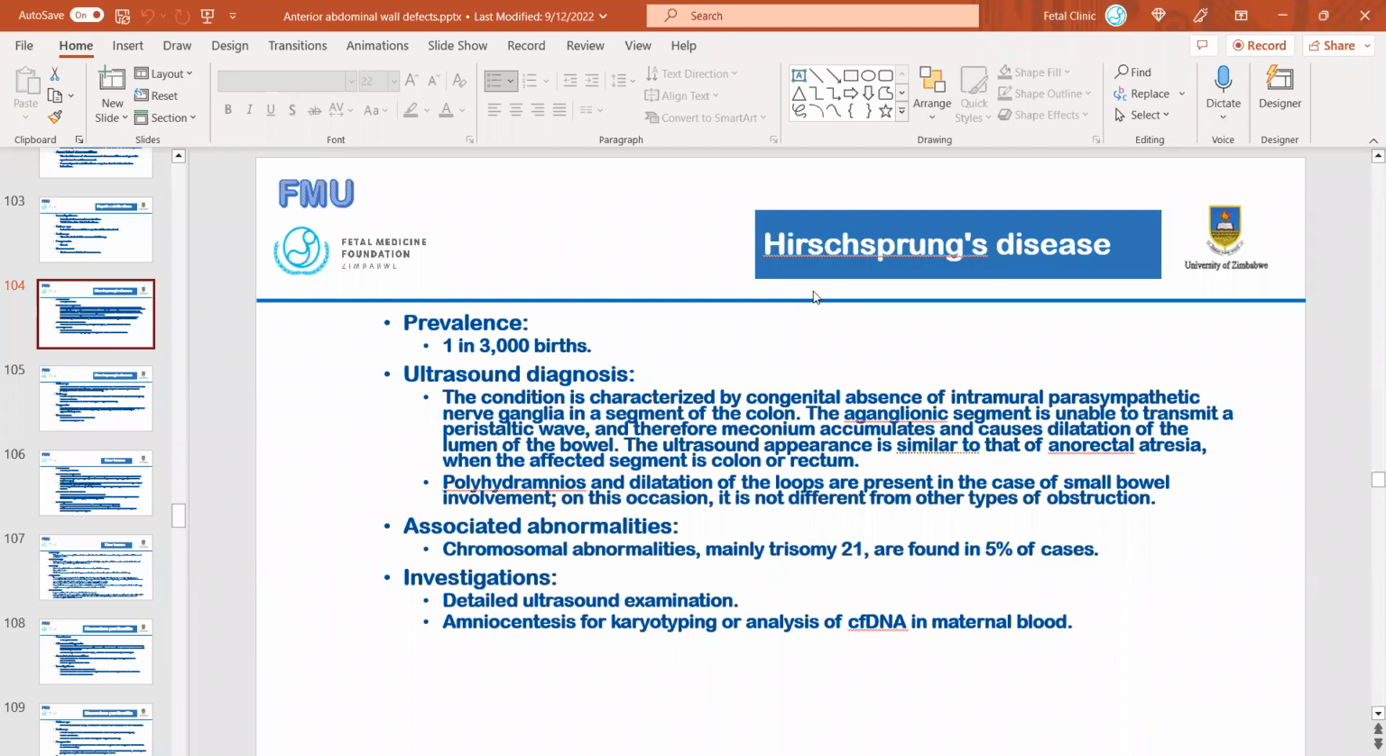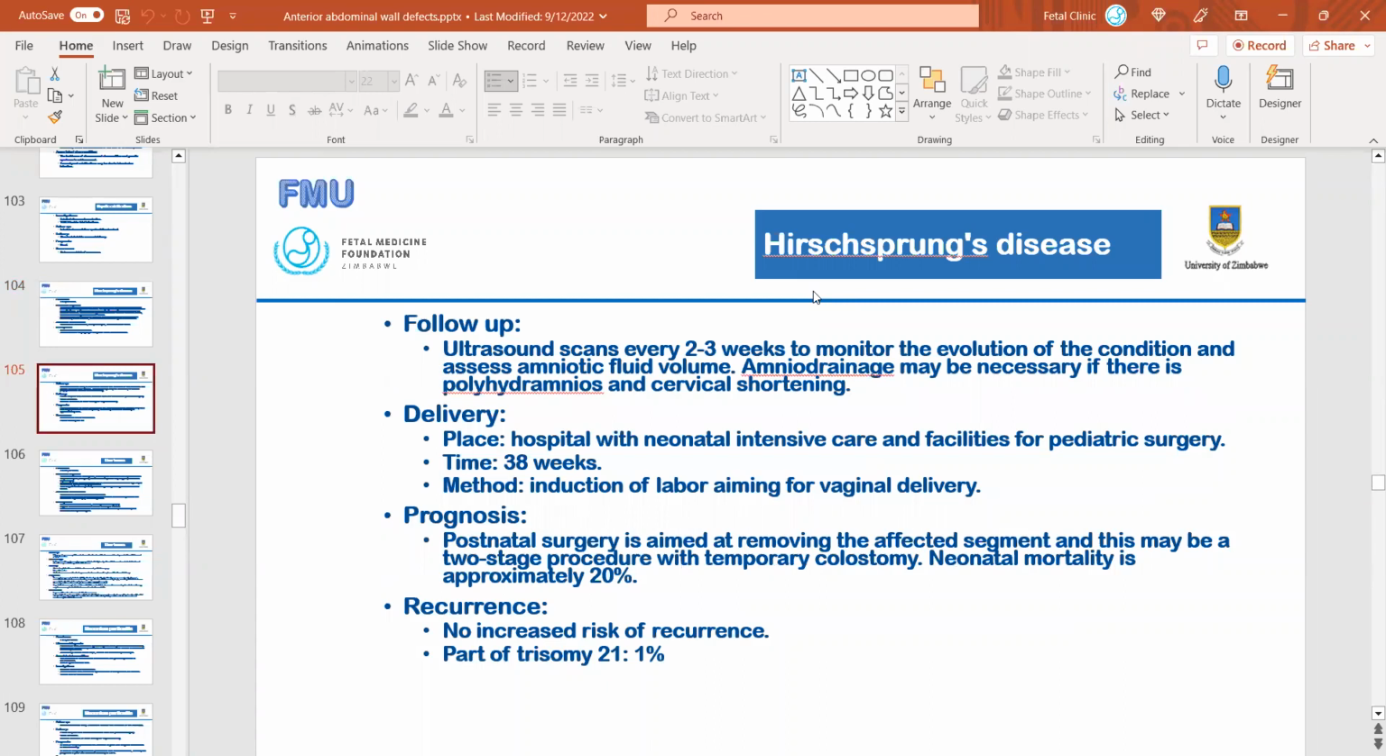It is always difficult to distinguish from things like ileojejunal atresia. Chromosome abnormalities, mainly trisomy 21, are found in about 5% of the cases. A detailed ultrasound scan examination is required, and karyotype or DNA testing to rule out trisomy 21 is required as well. Follow-up is every 2 to 3 weeks to monitor the evolution of the condition and to assess amniotic fluid, and amniotic drainage may be necessary if there is polyhydramnios and cervical shortening.